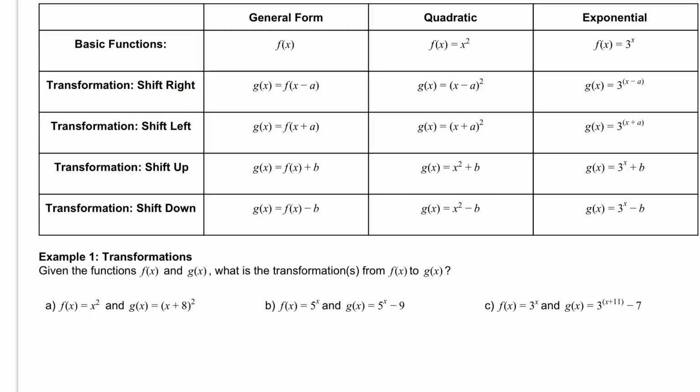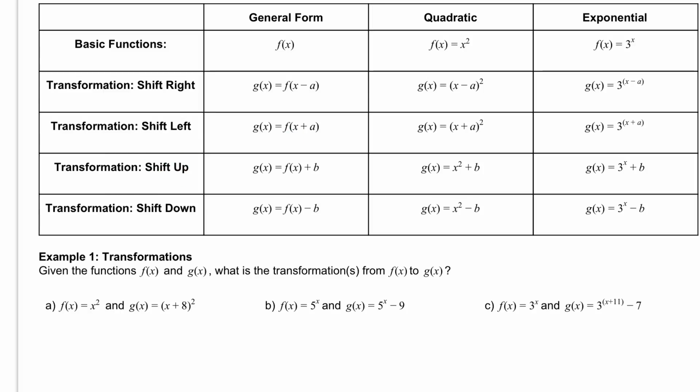If we shift to the right in our general function, we would take f of x minus a. So we are subtracting inside of our function. With a quadratic, it looks like x minus a in the parentheses, and then it's being squared. In our exponential, it's happening within the exponent. So again, if it's going to the right, we're subtracting inside of our function. If we shift to the left, we are adding inside of our function. So notice that now we have a plus in the exponent, inside the parentheses being squared, and inside here.